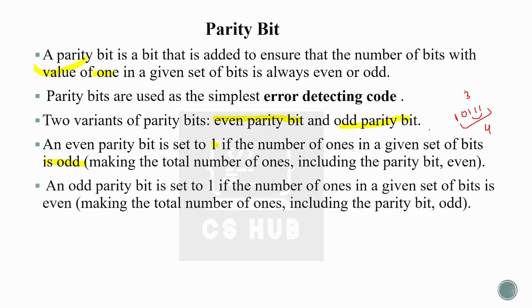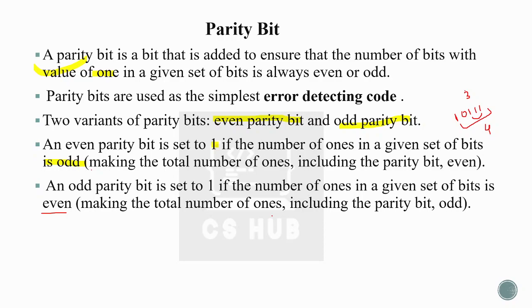An odd parity bit is set to 1 if the number of ones in a given set of bits is even. Here, for an even parity it is set to 1 when the number of ones is odd. For an odd parity it is set to 1 when the number of ones is even. I think the second method is easier to remember, right? For an even parity, we are making the total number of ones equal to an even number. For an odd parity, we are making the total number of ones, including the parity bit, odd.